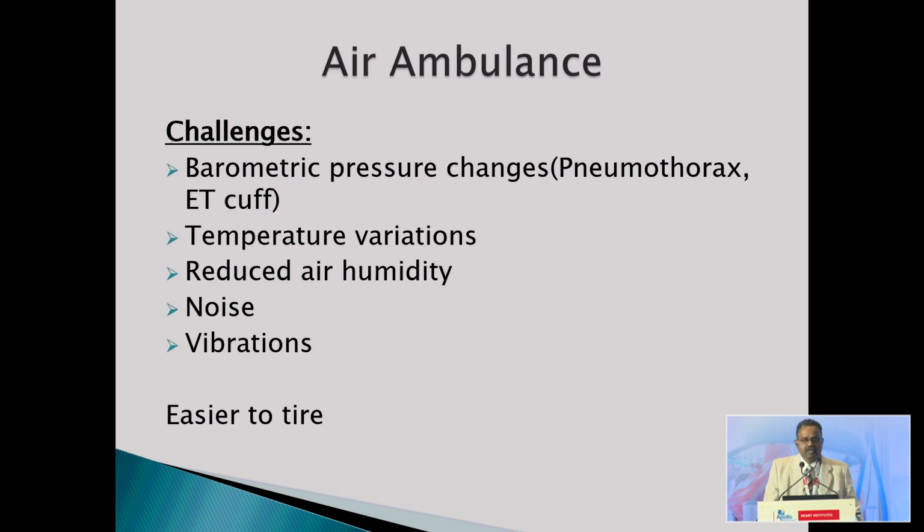Air ambulance, I think all the others mentioned I should have, and much more apart from what I mentioned should also be there. The challenges we face during the air transfer are that there will be a significant difference in the barometric pressure changes. So any air collection inside the body, like for example pneumothorax, will enlarge in size. So one should be equipped with, say, an ICD for insertion. Simple ET cuff also may get distended.